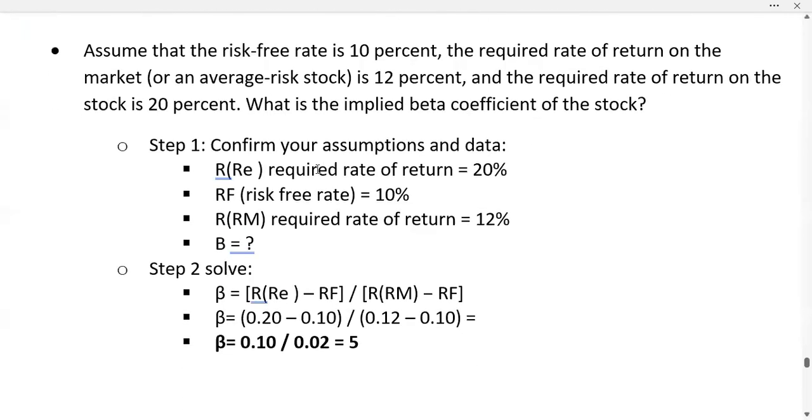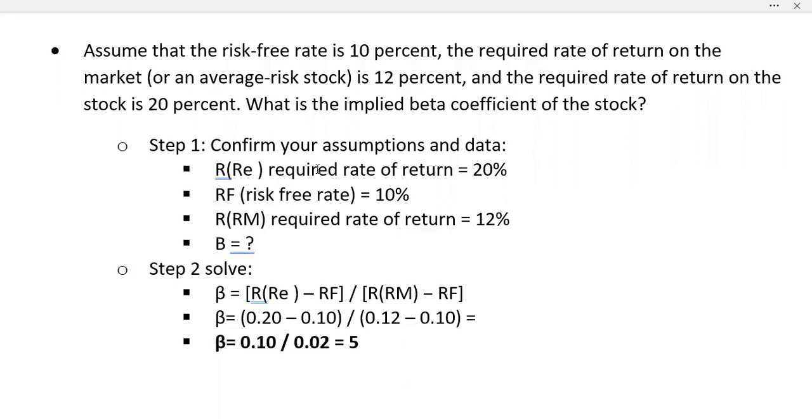The example here is we assume that the risk-free rate is 10%. The required rate of return on the market for an average risk stock is 12%. And the required rate of return on the stock is 20%. What is the implied beta coefficient of the stock? So for this, let's confirm what we know. The required rate of return on the stock is 20%. The risk-free rate is 10%.